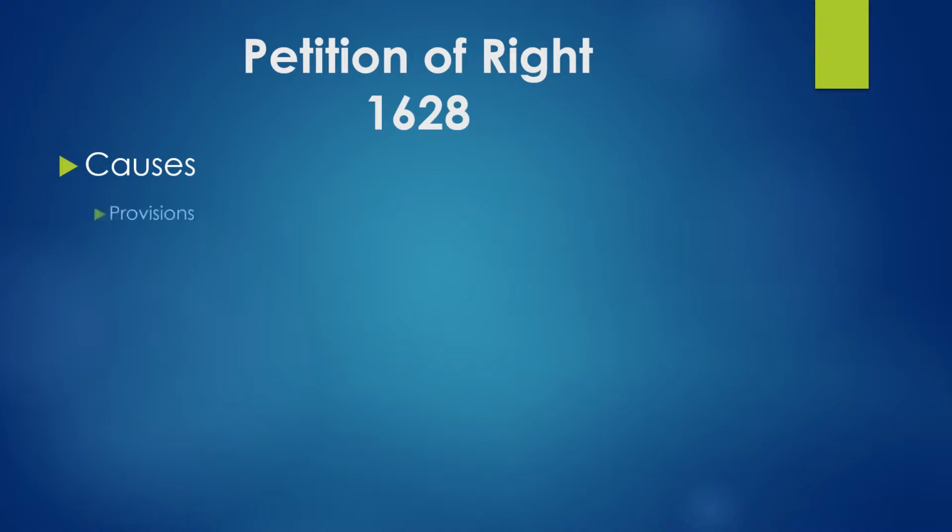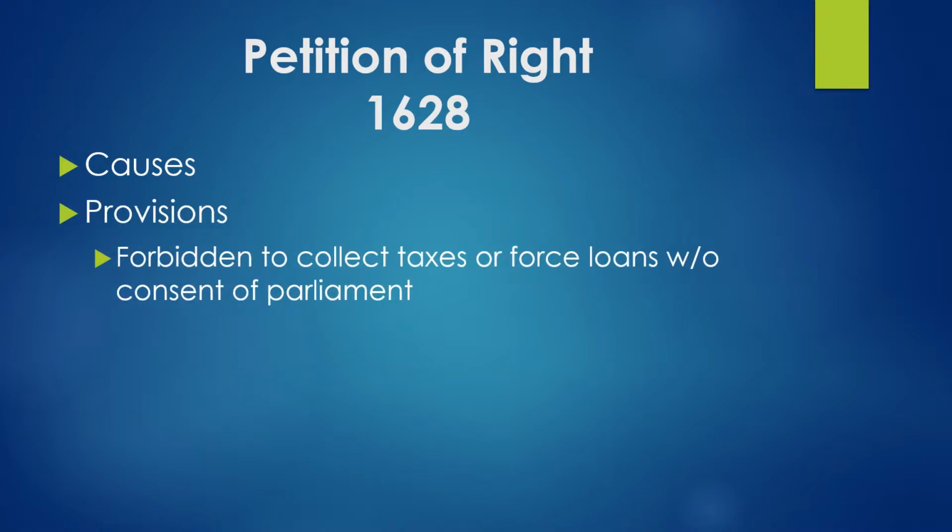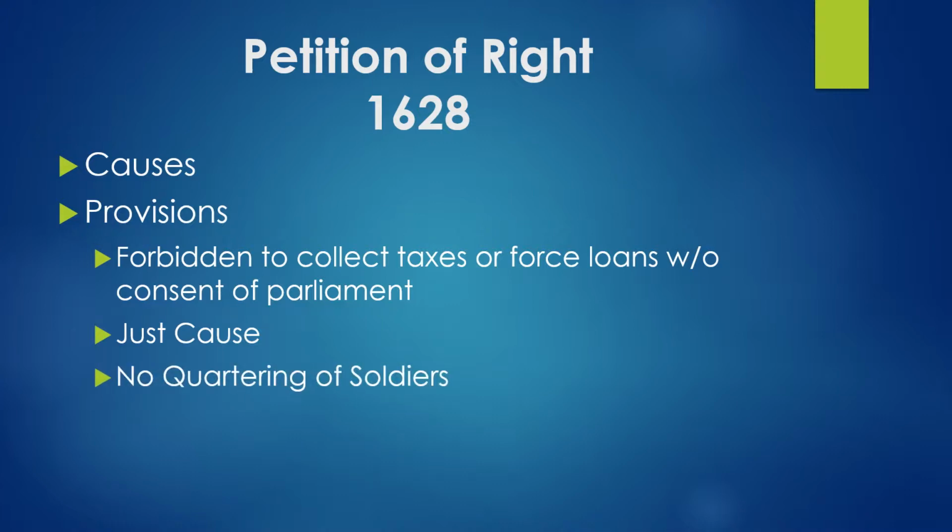The Petition of Right had several provisions. The first, that the king was forbidden to collect taxes or force loans without the consent of Parliament. Secondly, that he could not arrest or imprison his opponents without just cause. Thirdly, there would be no quartering of soldiers allowed.